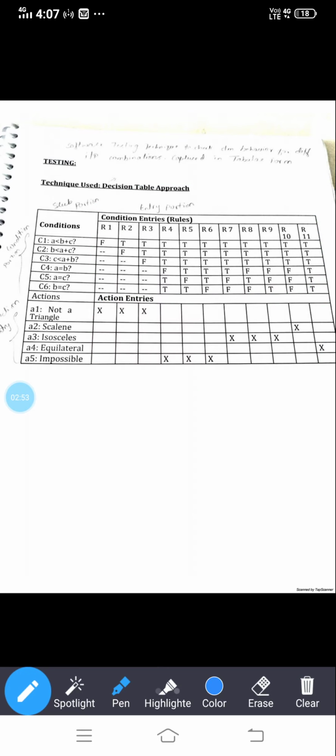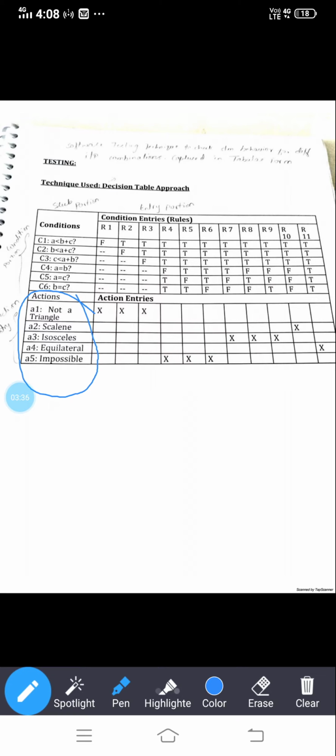Understood? On the condition side, you have to write all the conditions in the program. Conditions such as whether a triangle can be formed: A plus B greater than C, A plus C greater than B, B plus C greater than A. Then A equal to B, B equal to C, A equal to C. All these conditions I am going to put under the condition stub. All the conditions given in the program should be written under condition. Then for those conditions, what action am I going to take? That is written in the action part.